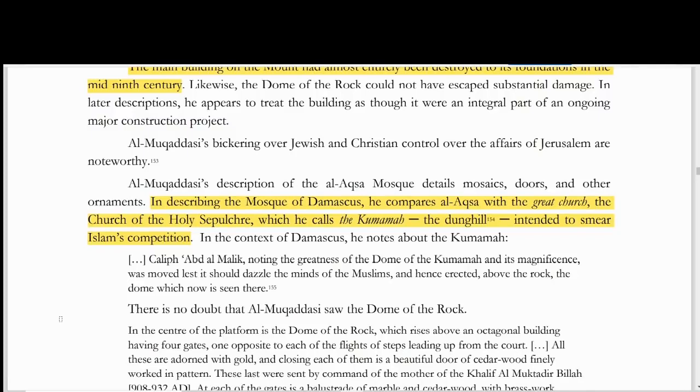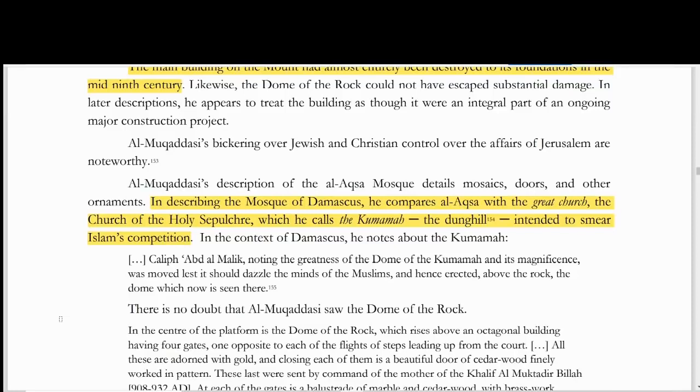al-Muqaddasi's description of the Al-Aqsa Mosque details mosaics, doors, and other ornaments. In describing the Mosque of Damascus, he compares Al-Aqsa with the Great Church, the Church of the Holy Sepulchre, which he calls the Kumama, the dunghill. Isn't that interesting? Intended to smear Islam's competition.